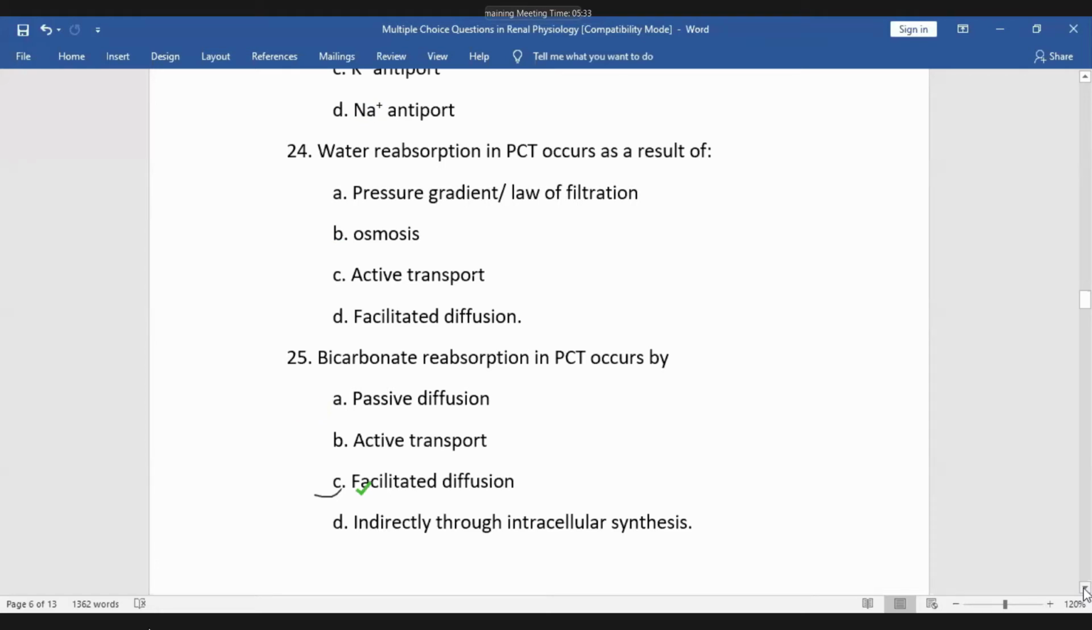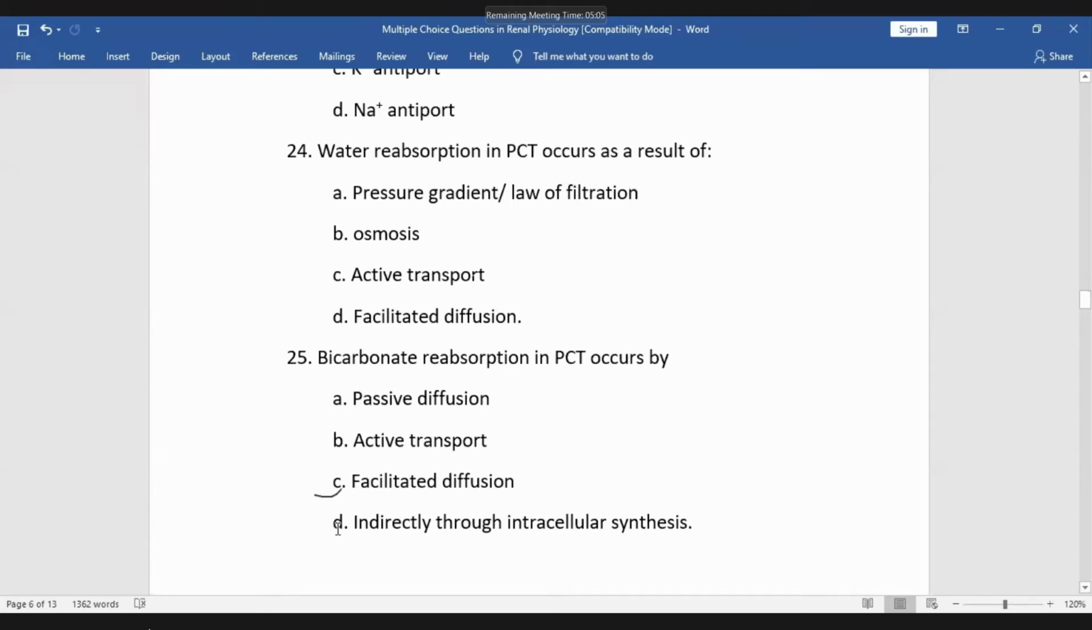It is not the case. Is it an active transport? Nothing is active transport for this one. Is it a facilitated diffusion? No, because facilitated diffusion cannot happen. There must be some substance which can bind with this one and take it away. Nothing happens here. So, ladies and gentlemen, D is the correct answer, right? D is the correct answer.